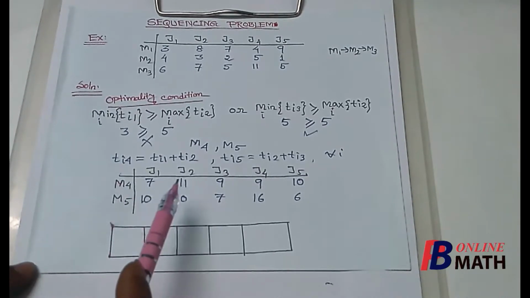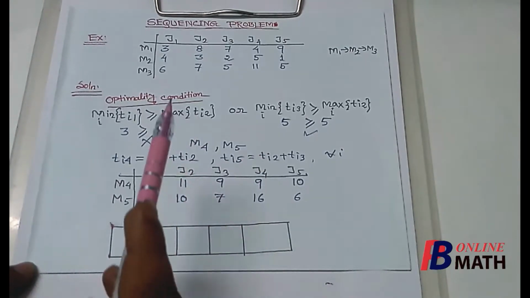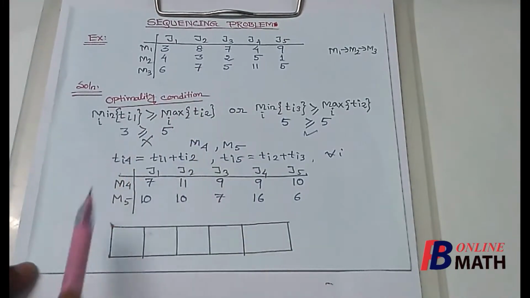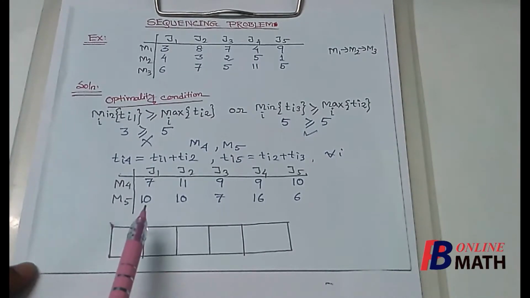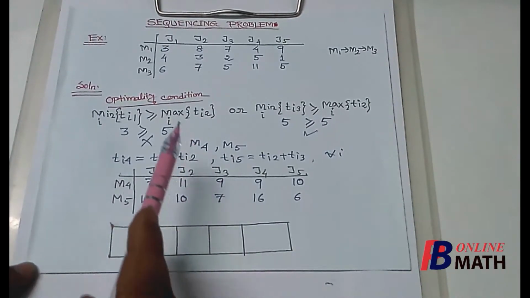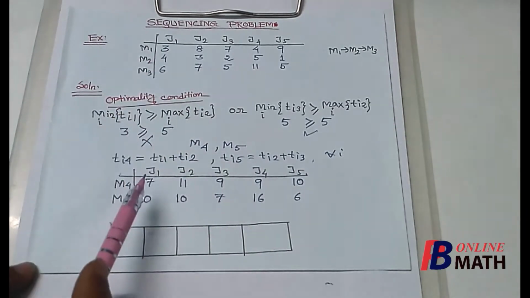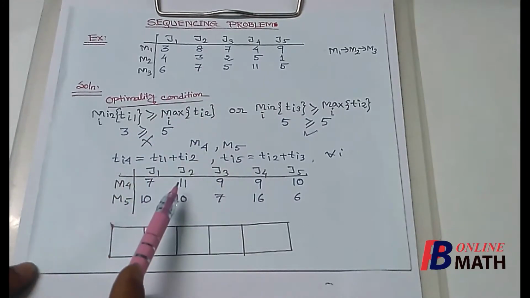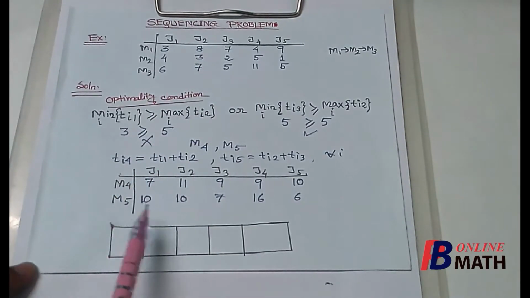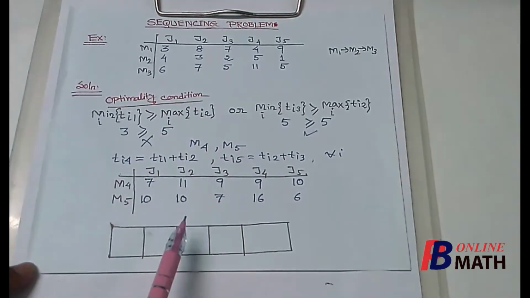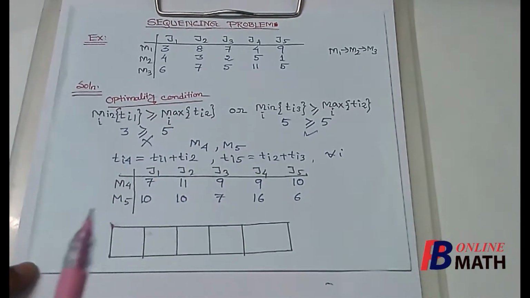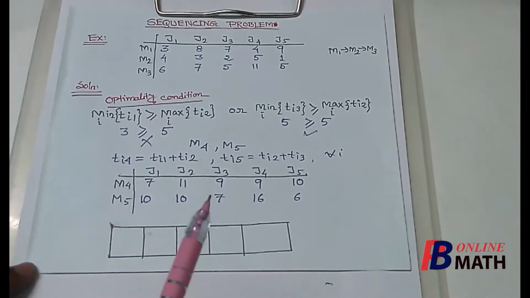So remember, these processing times are obtained by adding the first 2 rows, and the processing times for M5 are obtained by adding the second and third row. So 3 plus 4 equal to 7, 8 plus 3 equal to 11 for the first row, and for the second row 4 plus 6 equal to 10, and 3 plus 7 equal to 10, etc. So now the problem reduces to a problem of 5 jobs on 2 machines. Now we can easily find the optimal sequence of jobs.